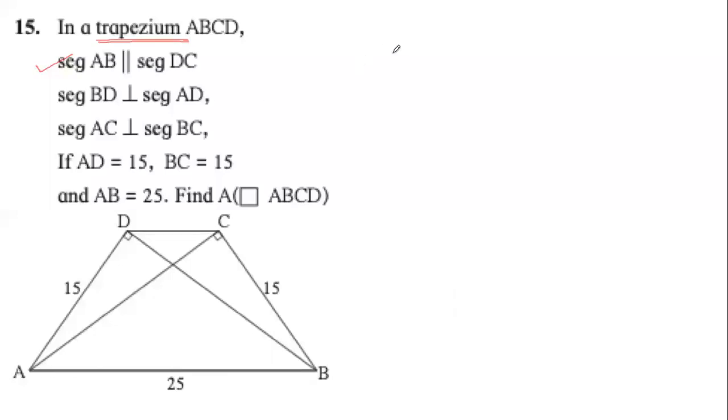Also, it says BD is perpendicular to AD, so this is 90 degrees. Also, AC is perpendicular to BC, so this angle is also 90 degrees. It is already shown by drawing a square there. So we have understood trapezium, parallel, and perpendicular. More information: AD equals 15. Yes. BC equals 15 on the right hand side. Yes. AB equals 25, the base. Yes, done.